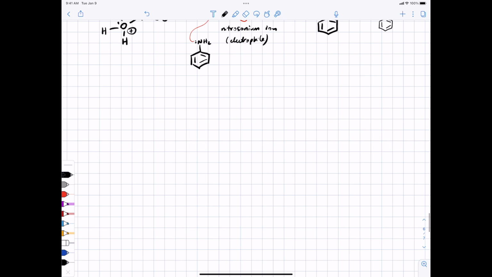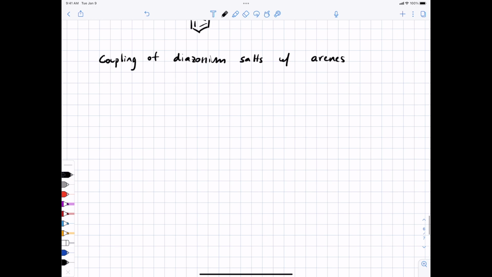All right, so coupling of diazonium salts with arenes. By that I mean other aromatic compounds. So here is a diazonium salt that's an electrophile. Oops, that's not the right place for the positive charge. That one is. And then we're going to use some other benzene ring as a nucleophile. So let's just use maybe a phenol or something like that.